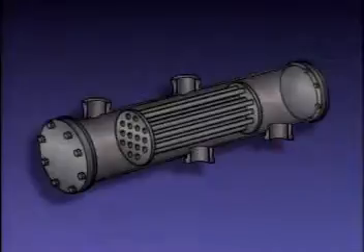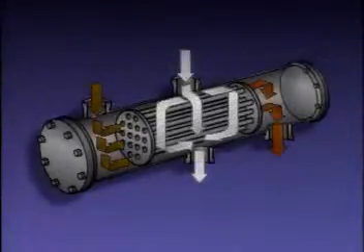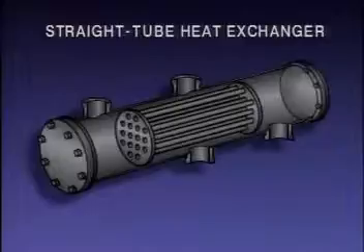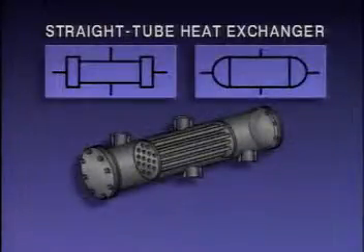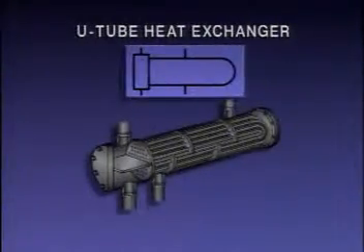The process fluid flows through the tubes in that heat exchanger, and the steam flows through the shell around the tubes. As process fluid flows through the heat exchanger tubes, heat from the steam flowing around the tubes is transferred to the fluid. This is a straight tube heat exchanger. These symbols are often used to represent a straight tube, shell and tube heat exchanger. This symbol represents a U-tube, shell and tube heat exchanger.